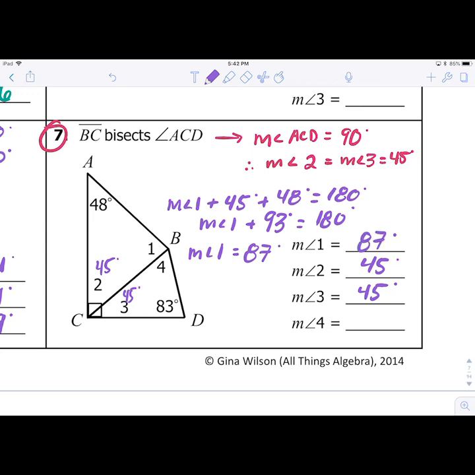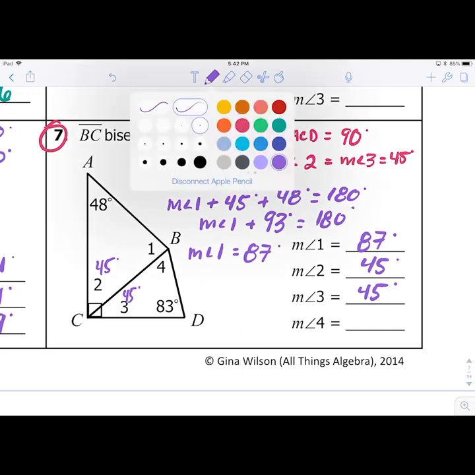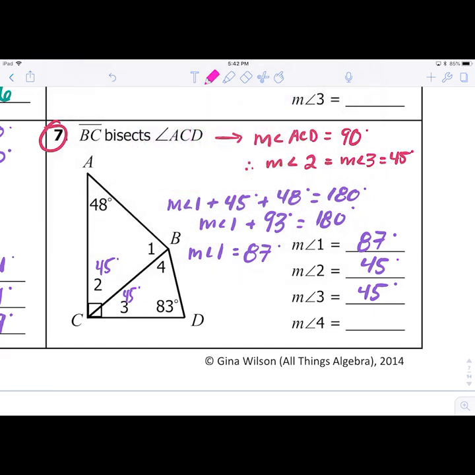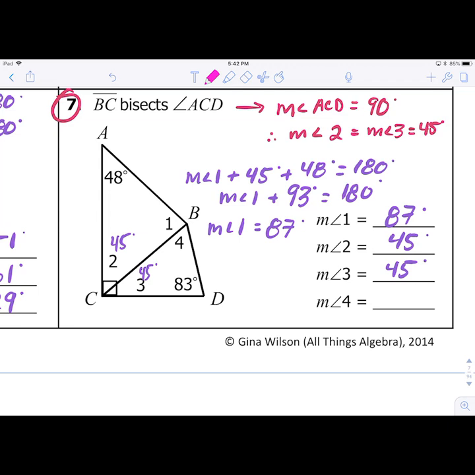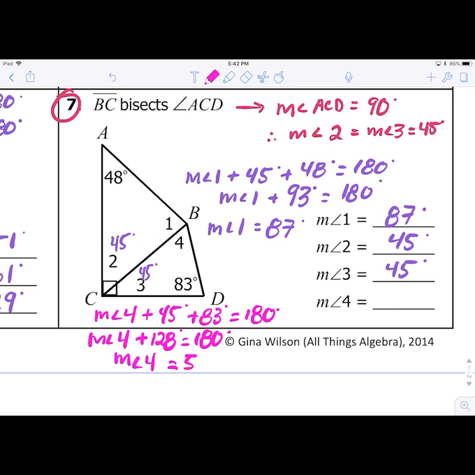All right. And therefore, we have, let me just get a different color. I'm tired of this one. We'll do that. Okay. We know the measure of angle 4 plus this 45 degrees plus the 83 degrees. That's going to equal 180. Add them up. 180 minus 128. That gives us 52 degrees.